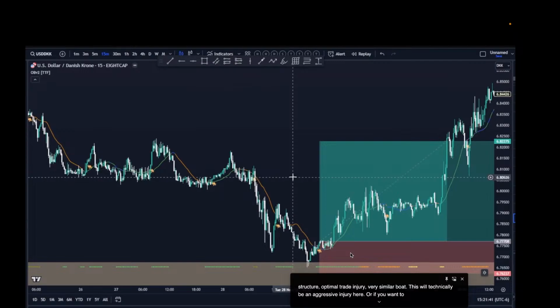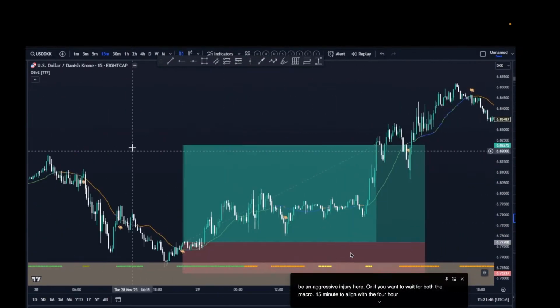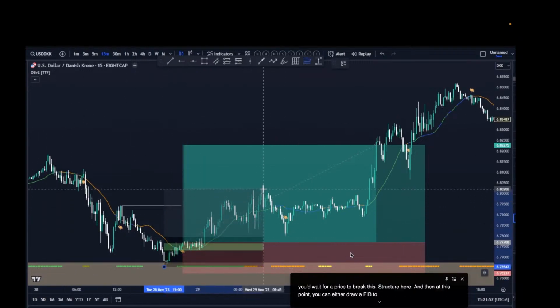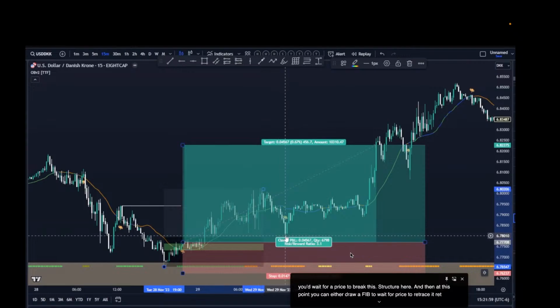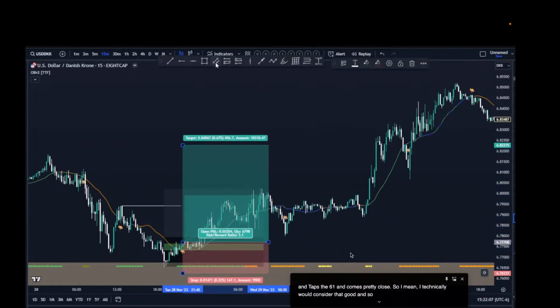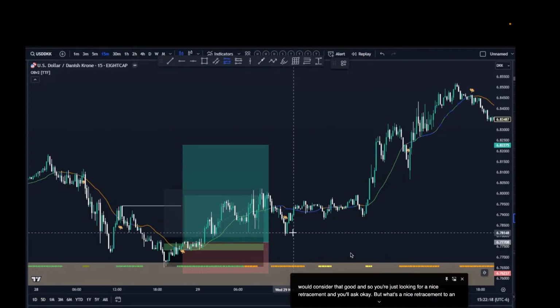Or if you want to wait for both the macro 15 minute to align with the 4 hour, what you would do is you would wait for price to break this structure here. And then at this point, you can draw a fib to wait for price to retrace. It retraces and taps the 61 and it comes pretty close. So I technically would consider that good. And so you're just looking for a nice retracement. And you'll ask, okay, but what's a nice retracement to an okay retracement? Price literally comes and taps the 61. It's close enough in my eyes.